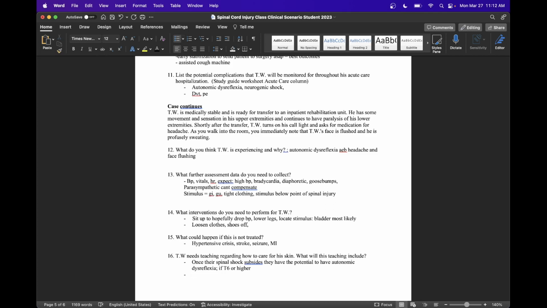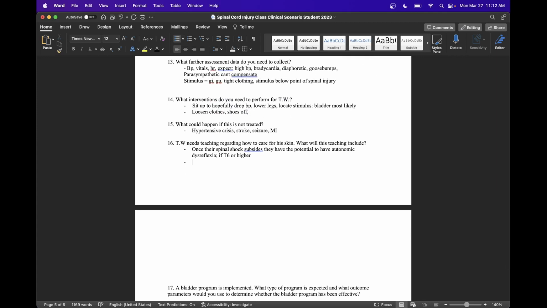So TW, we're in rehab, needs teaching for his skin. What will that include? This is slide 34. Keep the skin clean and dry. What do we do for skin care? Moisturize. What else do we do? Turning and positioning. So when you're in bed, every 2 hours. When you're sitting in a chair, it needs to be more frequently, right? Are you constantly shifting your weight a little bit?